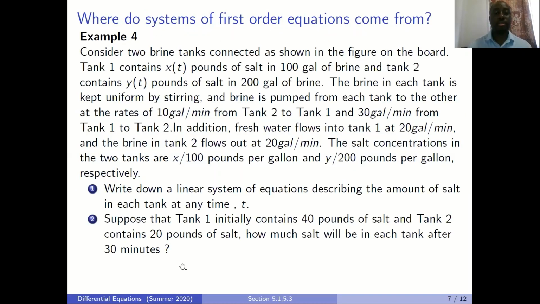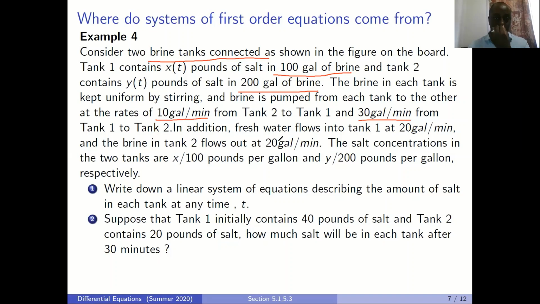Right. So let's just take the most important details from this page, because we are not going to be coming back. Right? We have two brine tanks, and I'm going to show you how they are connected. There's 100 gallons of brine in the first tank, and there are 200 gallons of brine in the second tank. Right? The brines are connected to each other, and so they exchange brine between each other. Right? And brine is pumped from each tank to the other, 10 gallons per minute from tank 2 to tank 1, and 30 gallons per minute from tank 1 to tank 2.